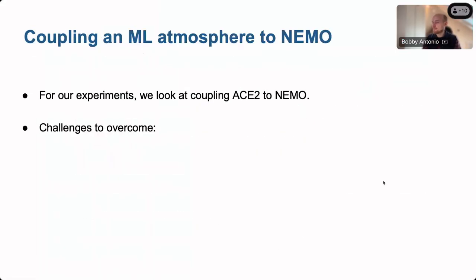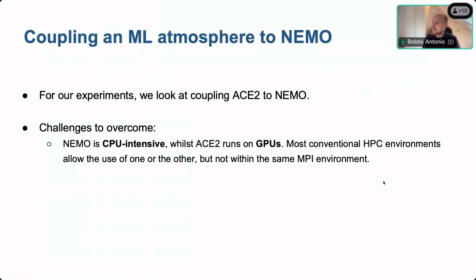So we're looking at coupling ACE2 to NEMO currently. The challenge, as you could probably think, is that NEMO runs on many CPUs, whilst ACE2 runs on a GPU. And in most HPC environments, at least the ones I'm using, you can't run a GPU job and a multiple-CPU job within the same MPI environment, so you can't get them to communicate, or at least not in a very straightforward sense.